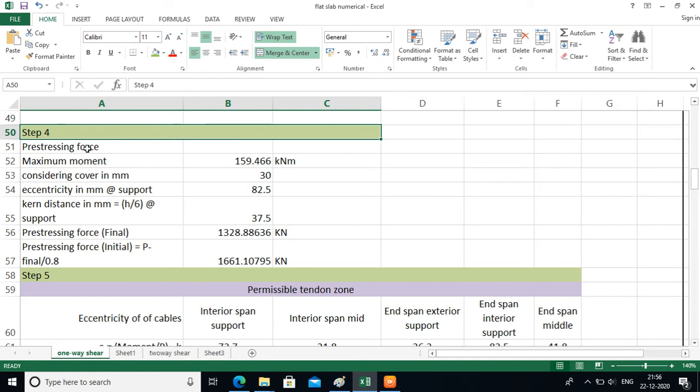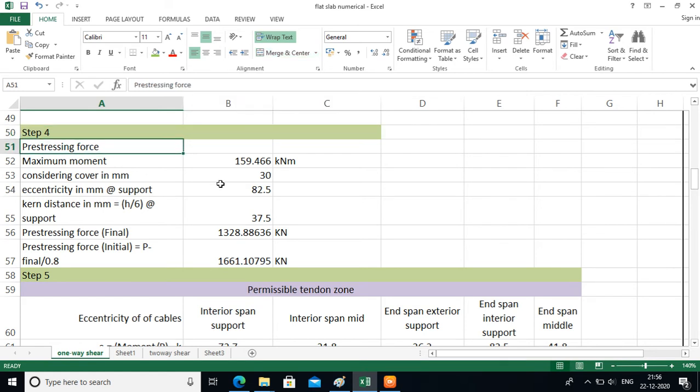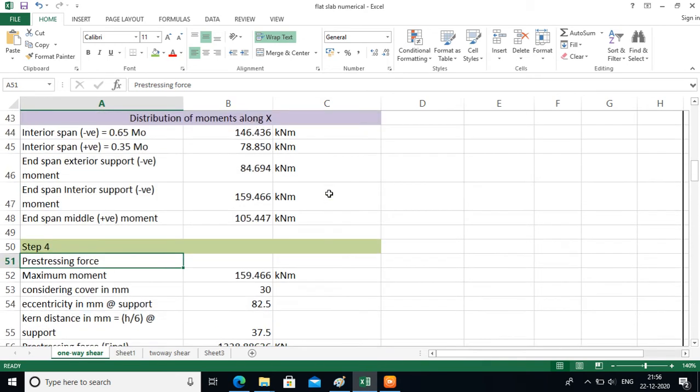So we get this magnitude of prestressing force with the help of the moment which we calculated in step 3. See here, this is the moment calculated. We have the moments at different positions. So we calculate this prestressing force for the maximum bending moment.